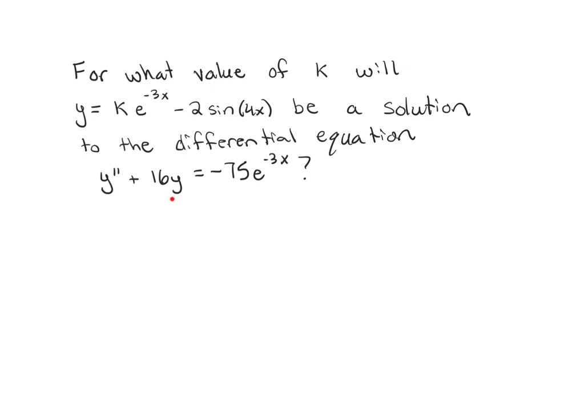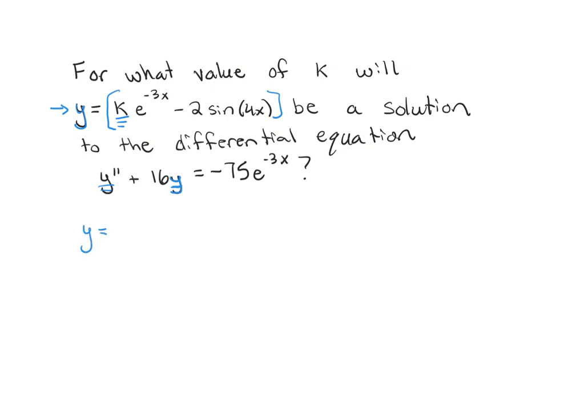So y double prime plus 16y equals this. So we need to create an equation where we solve for this k. So what we're going to do, if y equals all of that, here I have this y, so I could substitute all of this in for this y. And then we have this y double prime. So I'm going to first rewrite y, and we're going to take the first and second derivative of that.